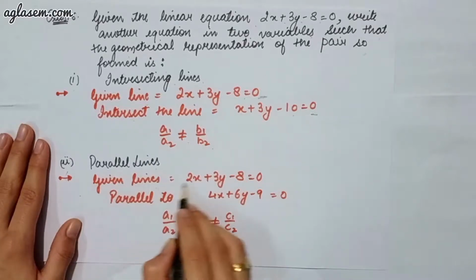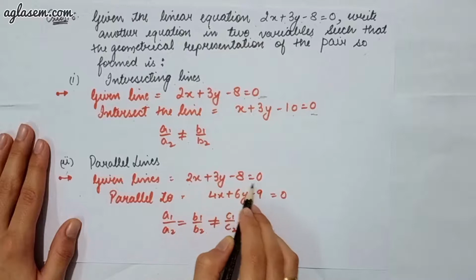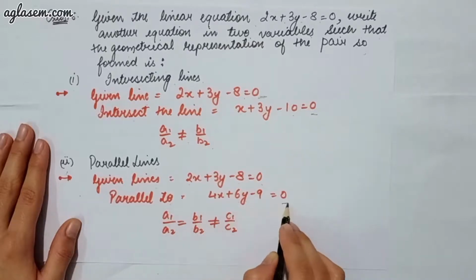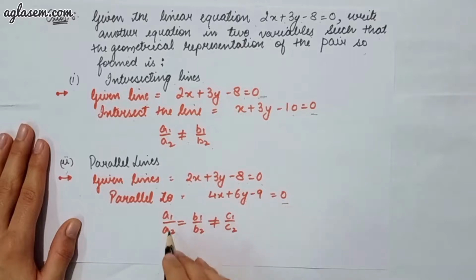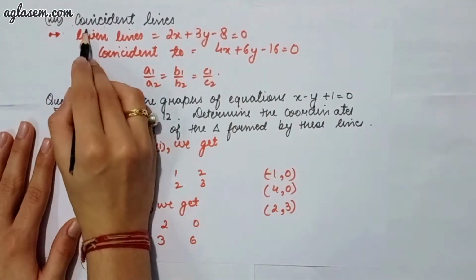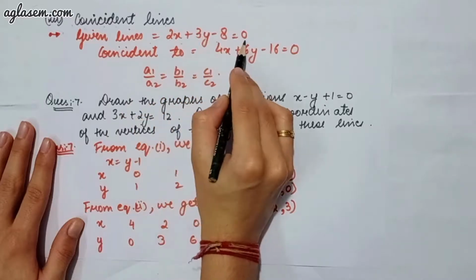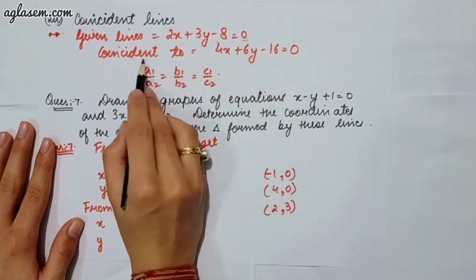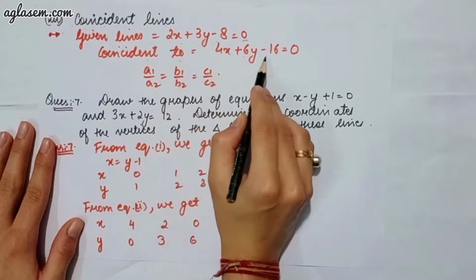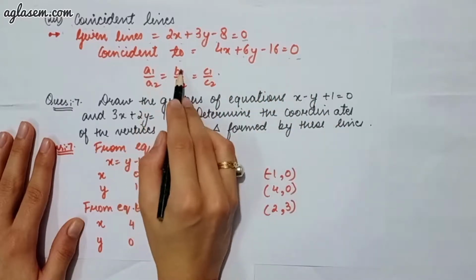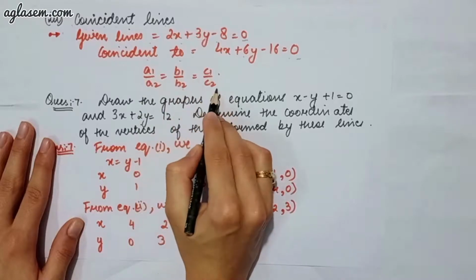So the given line is again 2x plus 3y minus 8 is equal to 0, parallel to 4x plus 6y minus 9, that is also equal to 0. Here a1 upon a2 is equal to b1 upon b2, but they are not equal to c1 upon c2. Third part says coincident lines. So again the given line is the same, 2x plus 3y minus 8 is equal to 0, and coincident to 4x plus 6y minus 16 is equal to 0. Here a1 upon a2 is equal to b1 upon b2, which is equal to c1 upon c2.